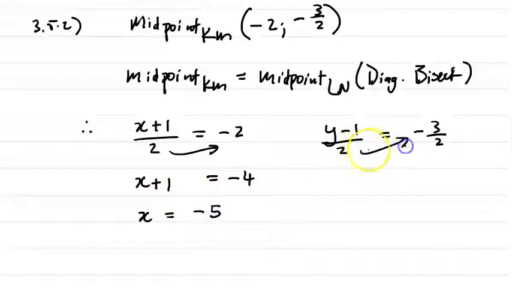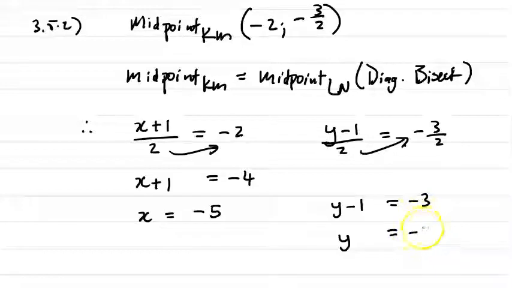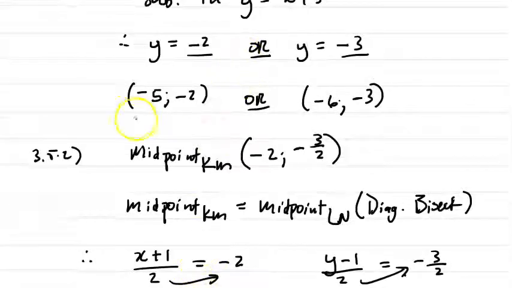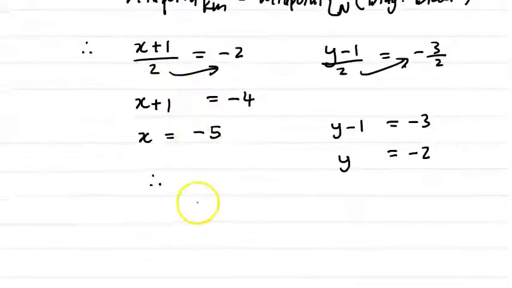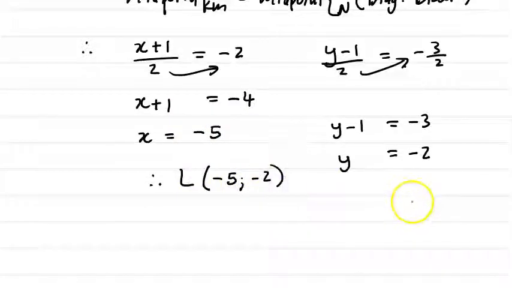Here we can now cross multiply. 2 times negative 3 is negative 6. Negative 6 over 2 is negative 3. So y minus 1 equals negative 3. Therefore, y equals, taking the minus 1 to the other side, plus 1. Minus 3 plus 1 is minus 2. Therefore, what can we conclude? That the coordinates of L will be minus 5 and minus 2, which we've already solved in the previous question. But now we're confirming that coordinate.